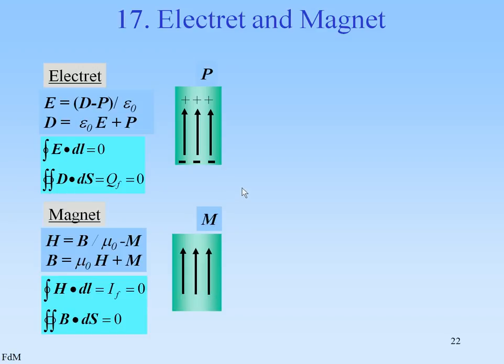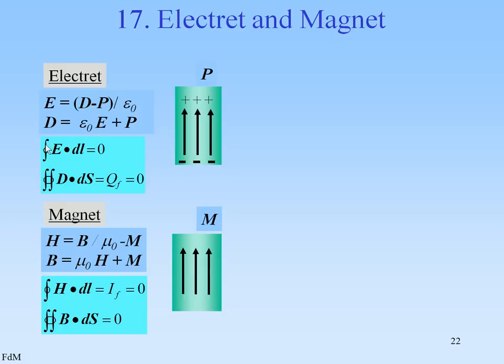Now we will compare an electrode and a magnet. In the electrode, the electric field is given by D minus P over epsilon naught, or in another way, the displacement is epsilon naught times E plus P, and P is the polarization here. In the magnet we have a similar situation. We have the field strength H is the induction over mu naught minus M. So we can write B is mu naught times H plus M.